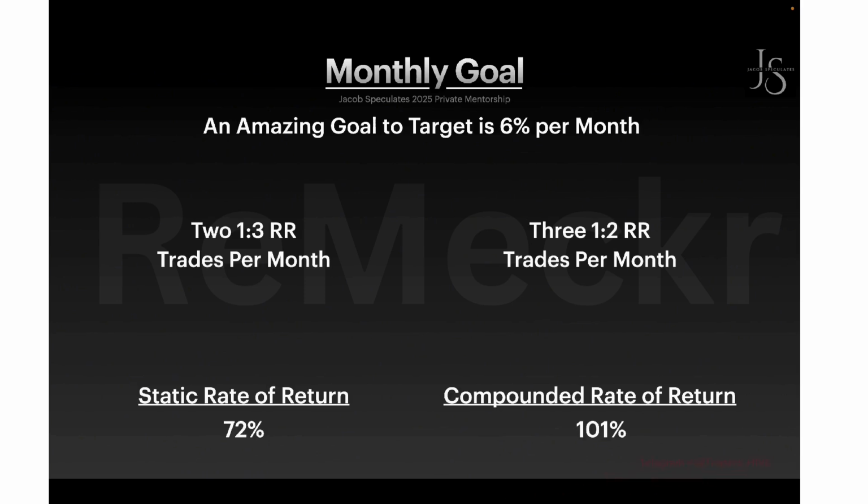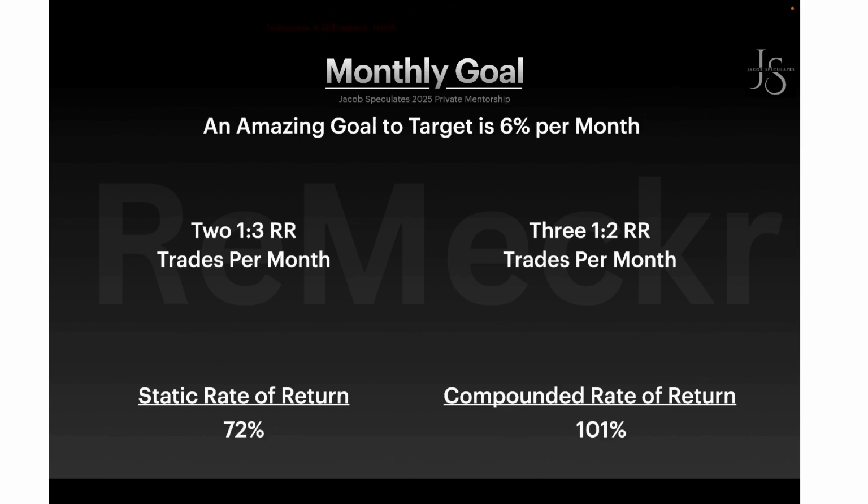And I believe that's a pretty achievable goal, especially once you get to a point to where you really know what you're doing. Now, on top of that, if you compound that 6%, it would turn to be a 101% return. So if you had a $100,000 account, if you were to compound your 6% per month, you could make $100,000 that year. Now, compounding is a little bit more difficult just because you're adding a little bit more risk after every single winning trade.